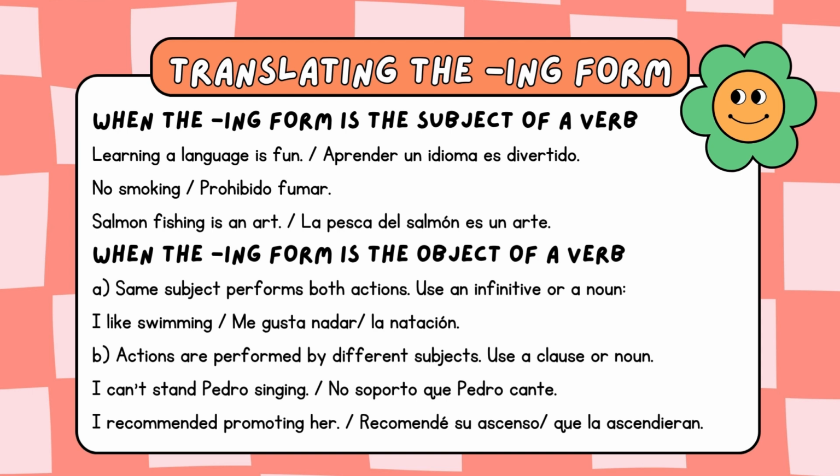Another one would be when the -ing form is the object of a verb. In this case, there are two possibilities. In A, when the same subject performs both actions, use an infinitive or a noun. For example, I like swimming, me gusta nadar, o me gusta la natación. In B, when the actions are performed by a different subject, use a clause or noun. I can't stand Pedro singing, no soporto que Pedro cante. I recommended promoting her, recomendé su ascenso o recomendé que la ascendieran.